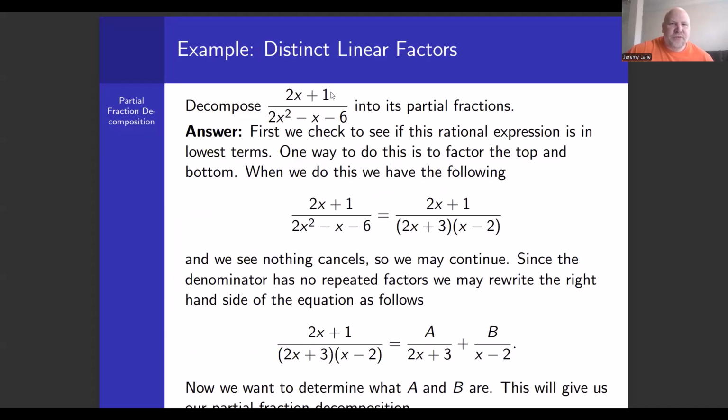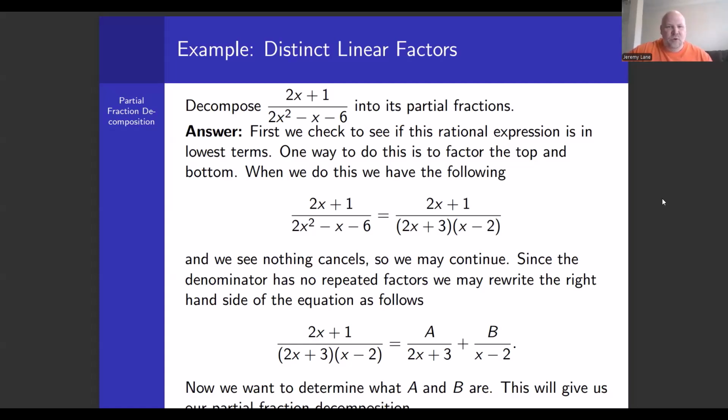Let's have 2x plus 1 divided by 2x squared minus x minus 6. We're going to simplify this down into partial fractions. So our first step is to check to see if this rational expression is in lowest terms. We go ahead and factor the denominator, and we see that there are no common factors in the numerator with the denominator, so we know that it's in lowest terms.